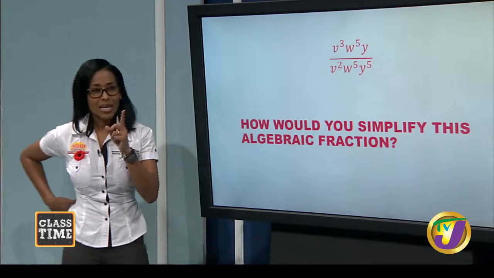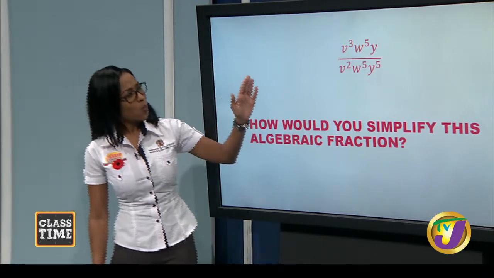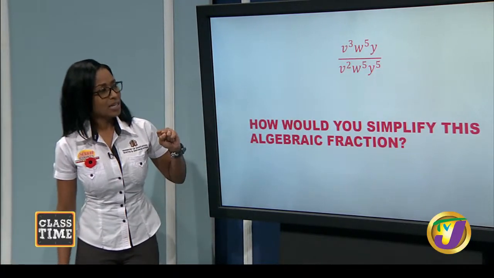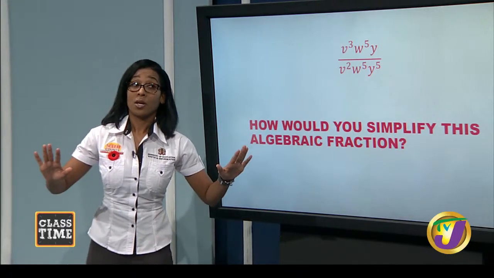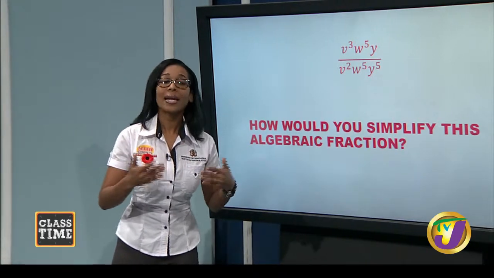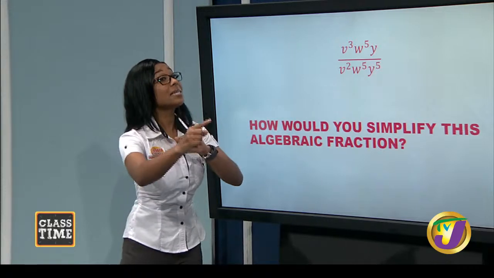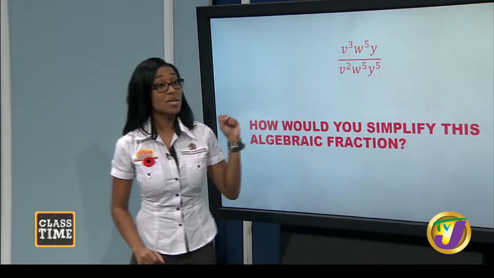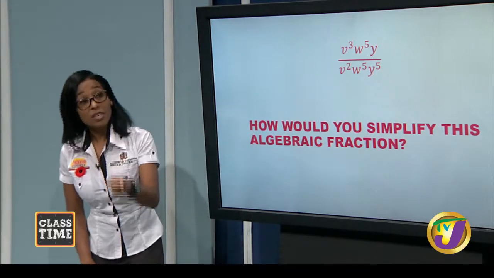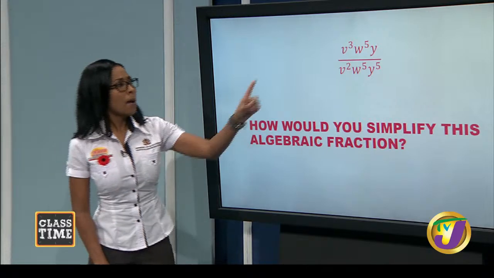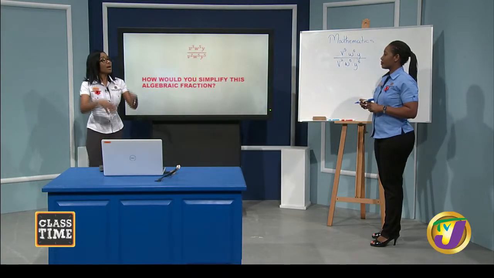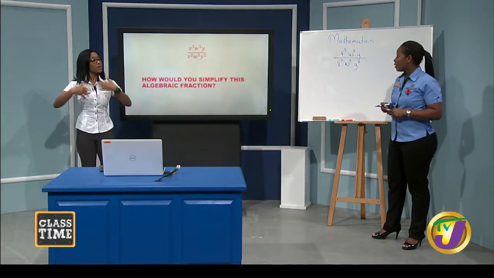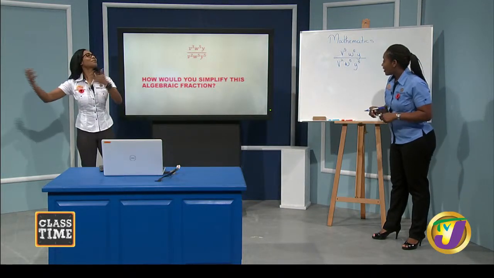But I remember something from high school: when we're looking at this type of algebraic fraction, I love to take the long route. So I would go ahead and expand. I'm going to write what each means. My V cubed means V multiplied by V multiplied by V. My W raised to the 5th power would be W multiplied by W multiplied by W multiplied by W multiplied by W. And it goes on.